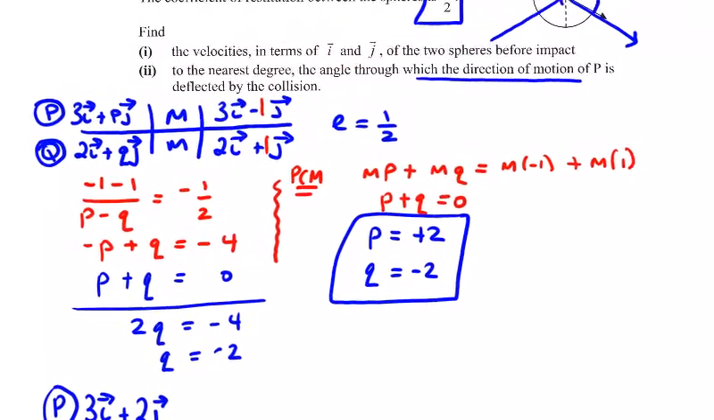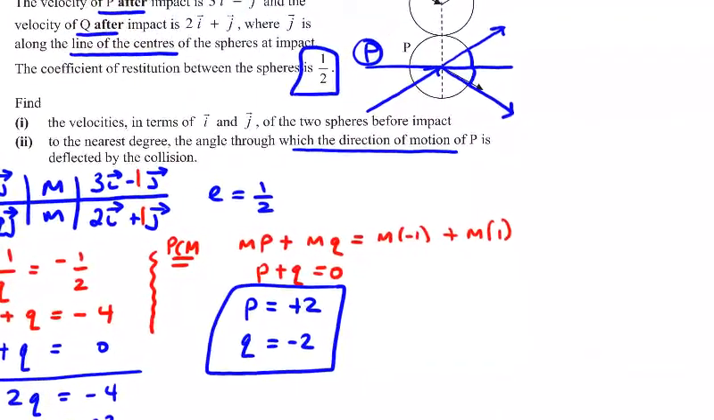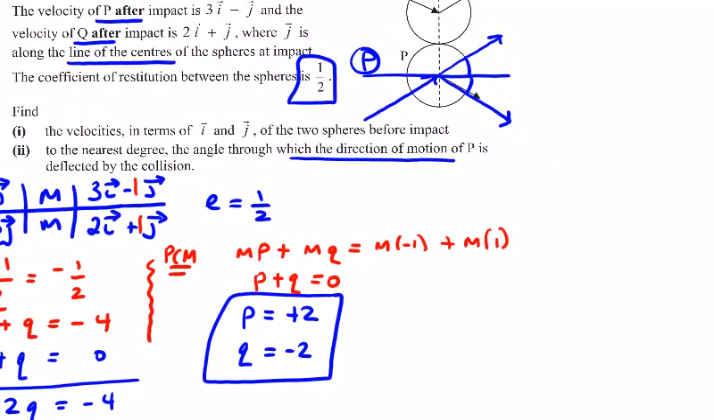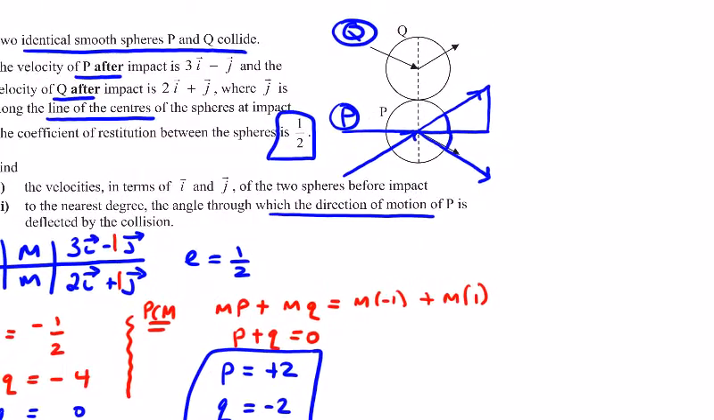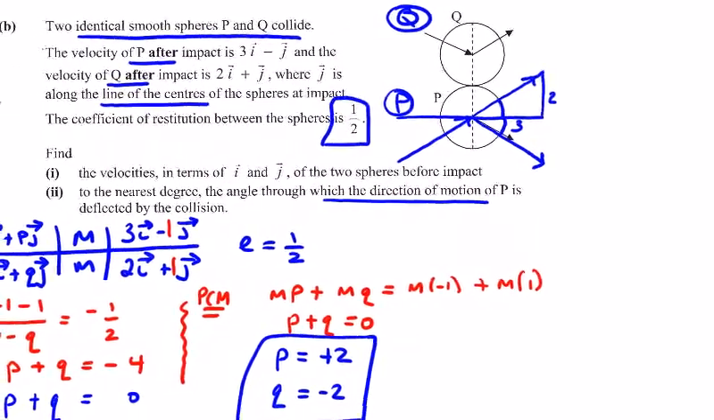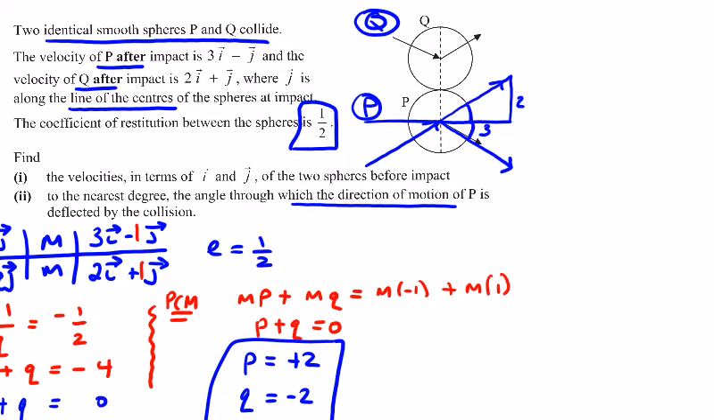In part 2, to the nearest degree, the angle through which the motion of P is deflected by the collision. So we have our diagram. Before we had 3I plus 2J, so we have a 3 and a 2. Afterwards was 3I minus J. So we have a 3 and a 1. I know it's not an isosceles, but let's just do it for the sake of argument.